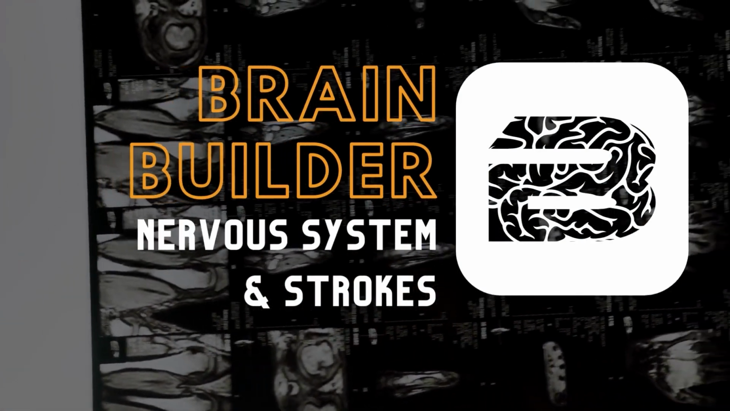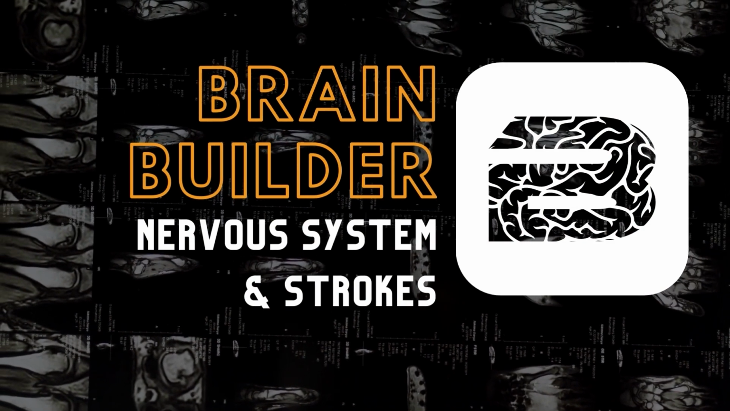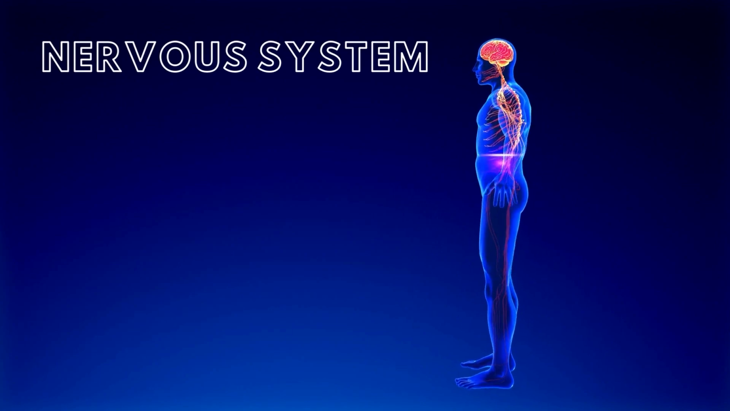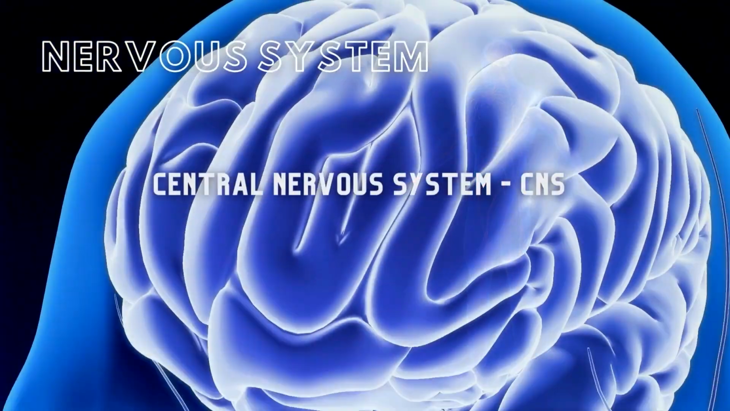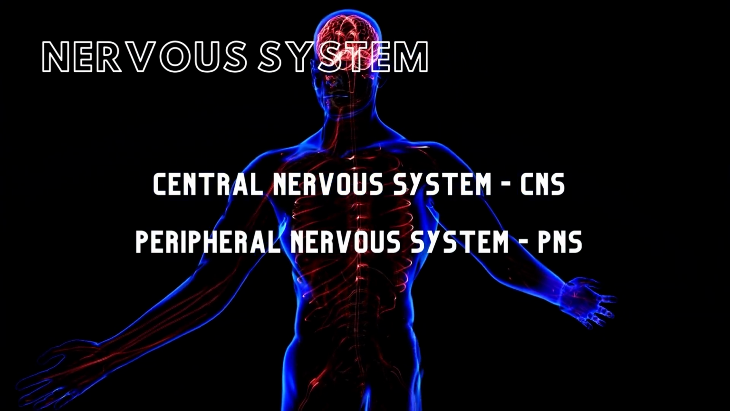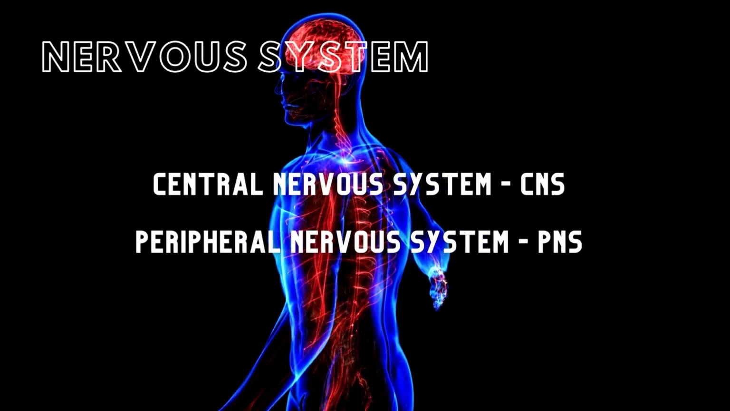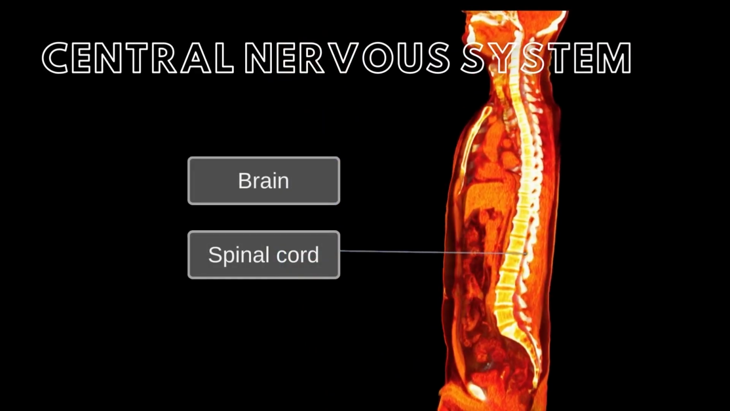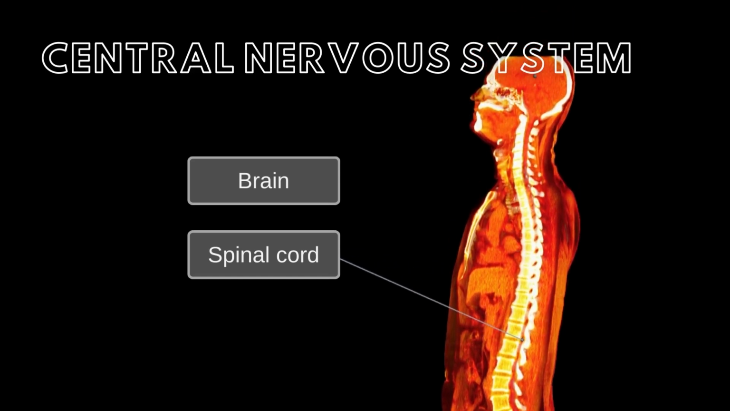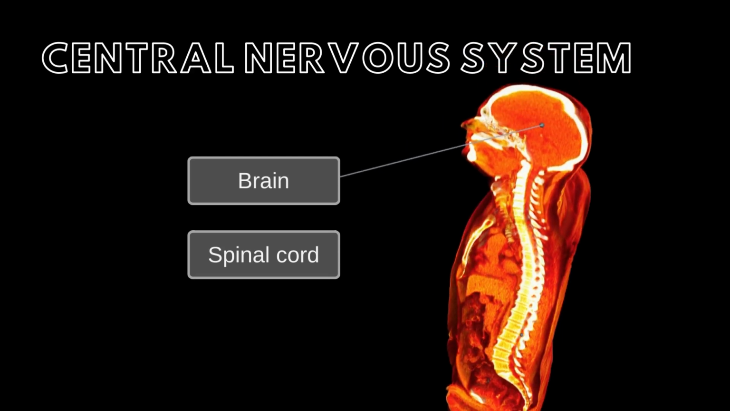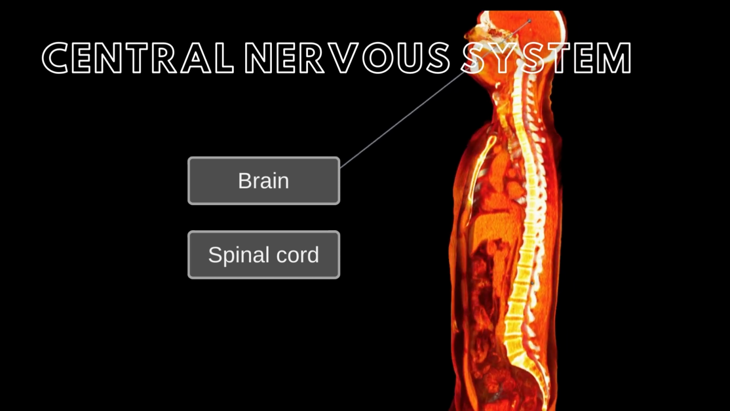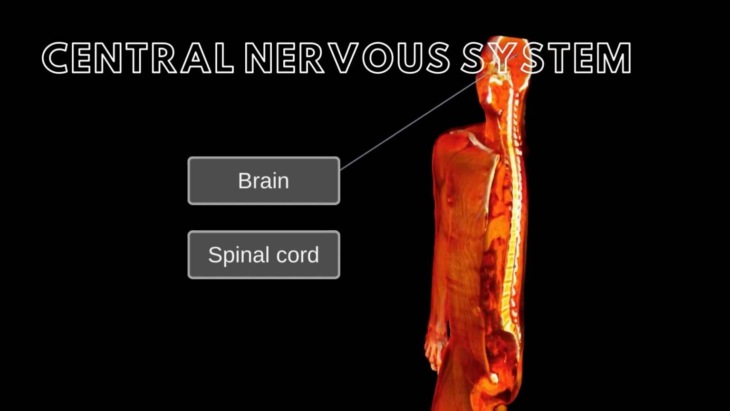Today, we are going to look at a BodyViz brain builder about the nervous system and strokes. The nervous system, which includes all the nervous tissue of the body, is composed of two subdivisions: the central nervous system, which is abbreviated as the CNS, and the peripheral nervous system, which is abbreviated as the PNS. The CNS is composed of the brain and spinal cord and is responsible for coordinating, integrating, and processing of sensory input and motor output. The CNS is also the location of higher functions, such as emotion, intelligence, learning, and memory.